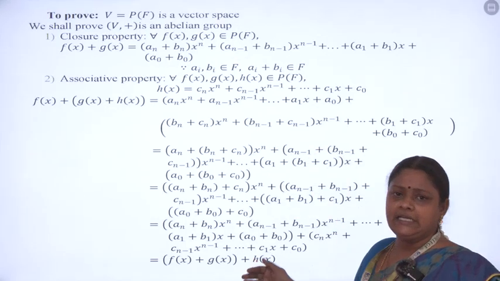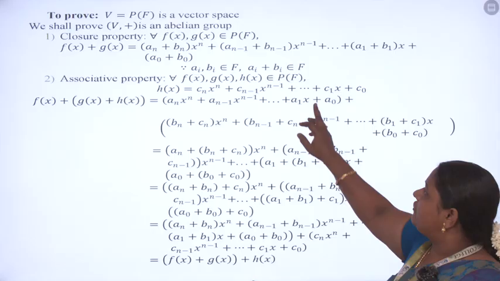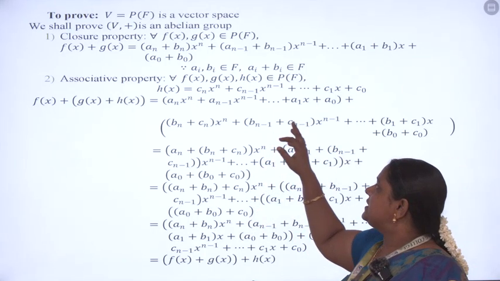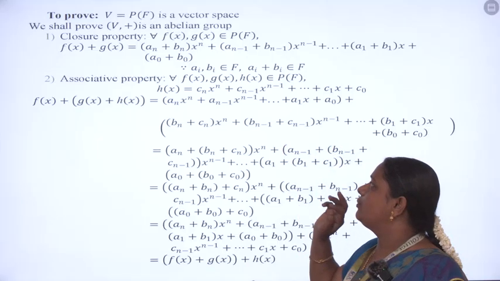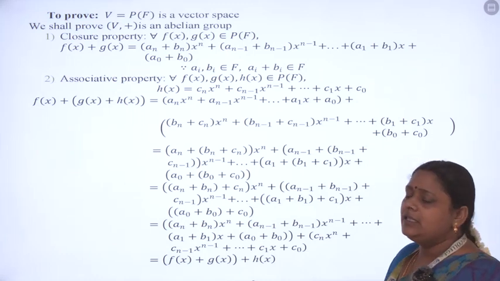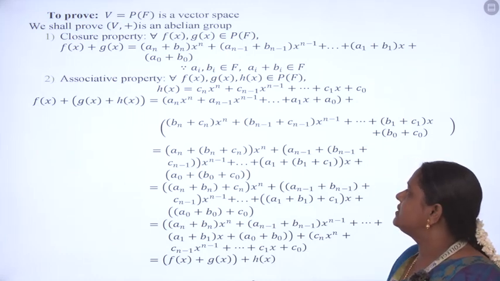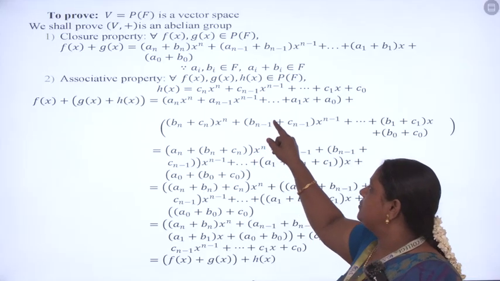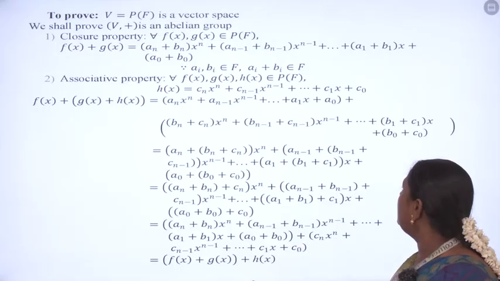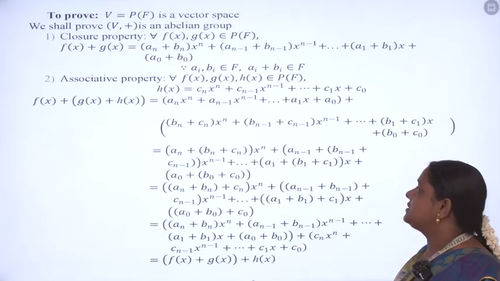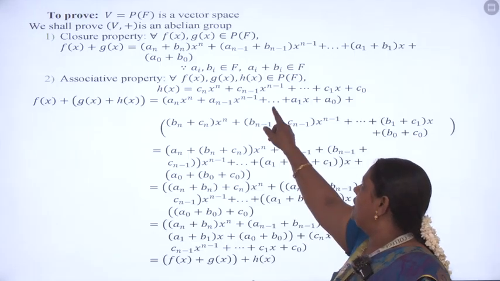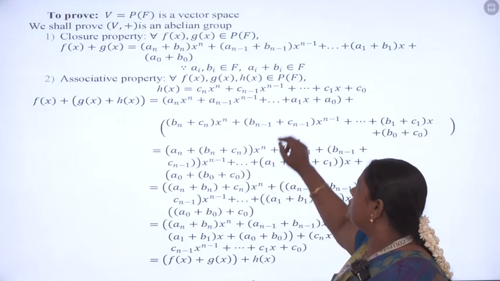Now prove the 8 conditions. V is equal to P of F is a vector space. That only we are going to prove. We shall prove V comma plus is an abelian group. The first property is the closure property. For all f of x, g of x belongs to P of F, the addition of these two, f of x plus g of x, is equal to (an plus bn) into x power n, (an minus 1 plus bn minus 1) x power n minus 1 and so on, (a1 plus b1) into x plus (a0 plus b0). Since ai, bi belong to F, ai plus bi belongs to F.